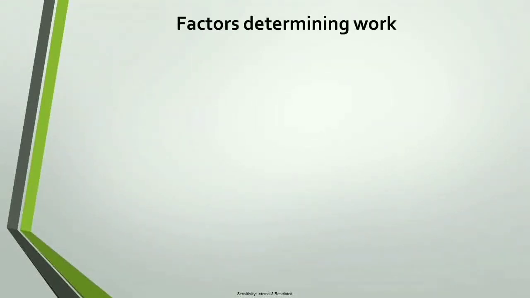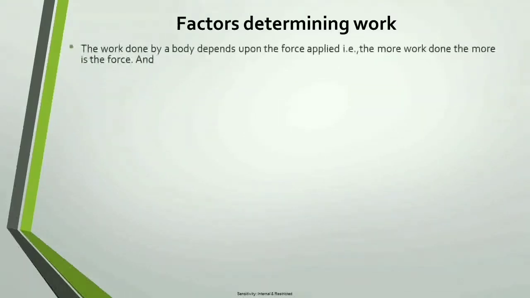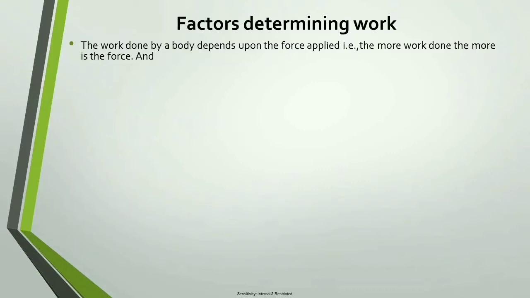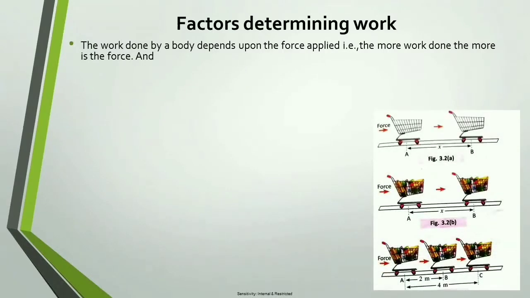As we have seen, when a force causes displacement in its own direction, work is said to be done. That means work depends on some factors. So now we will see the factors which determine the work. Okay. Consider a trolley being pushed from position A to position B through a distance x. You can see in the diagram.